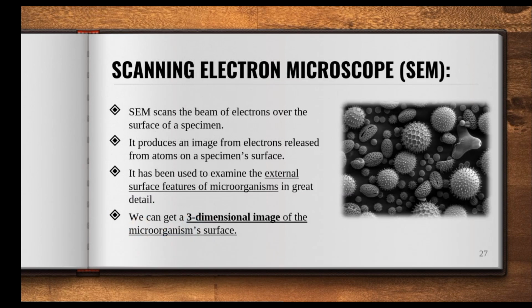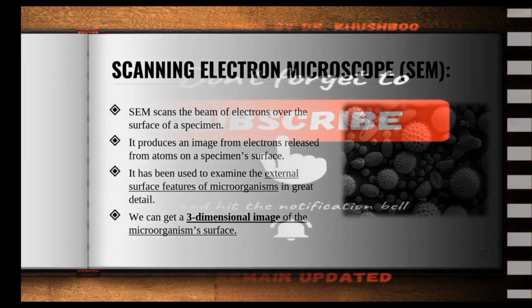Scanning electron microscope. Scanning electron microscope scans the beam of electrons over the surface of a specimen. It produces an image from electrons released from atoms on a specimen's surface. It has been used to examine the external surface features of microorganisms in great detail. We can get a three-dimensional image of a microorganism's surface.